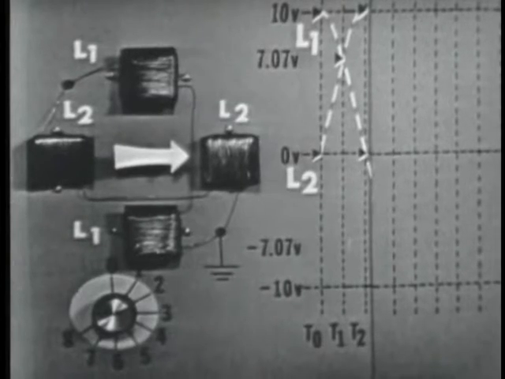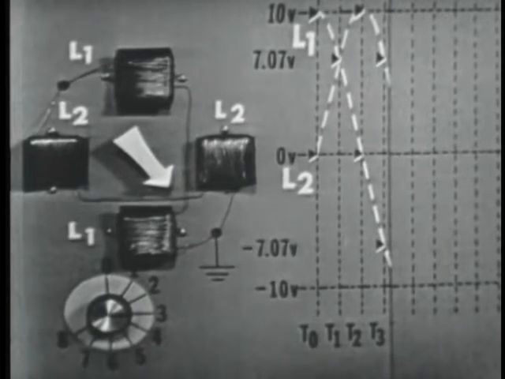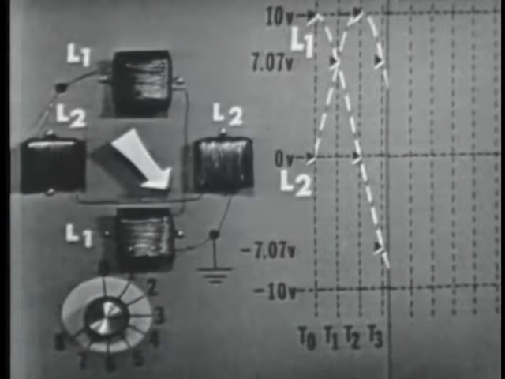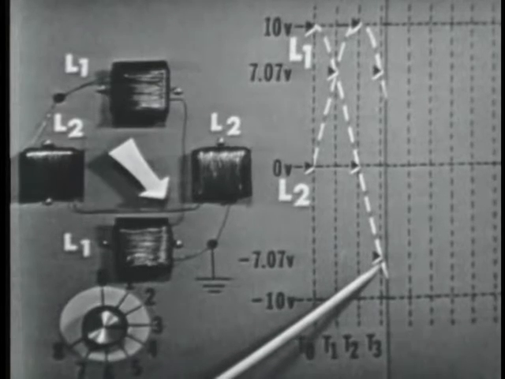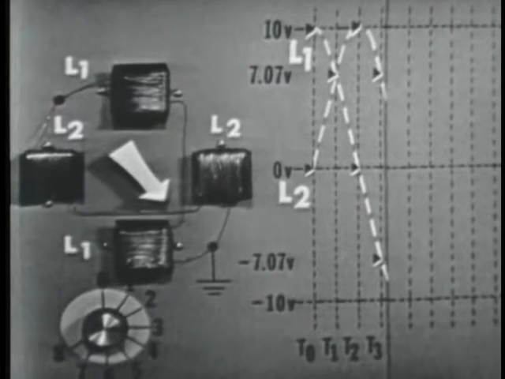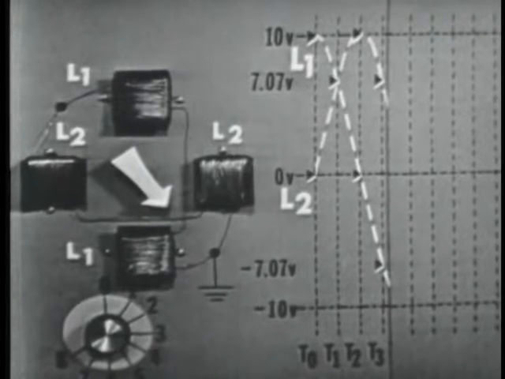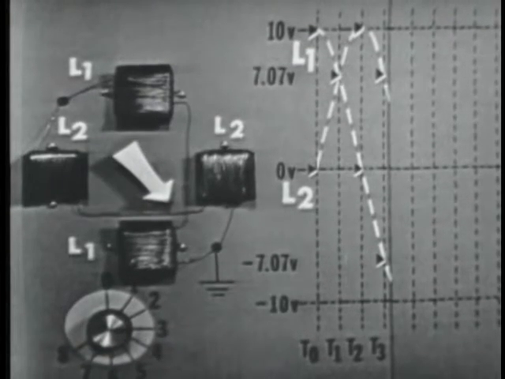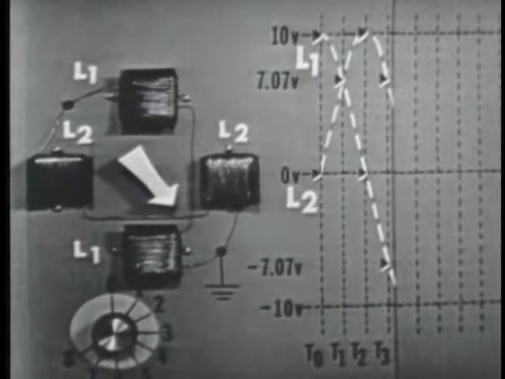At time 3, the pointer again indicates that both coils are energized. The graph shows L2 at positive 7.07 volts and L1 now at negative 7.07 volts. Now notice that the polarity on L1 has been reversed. This was done to reverse the direction of the magnetic field produced by L1. It's now down instead of up.